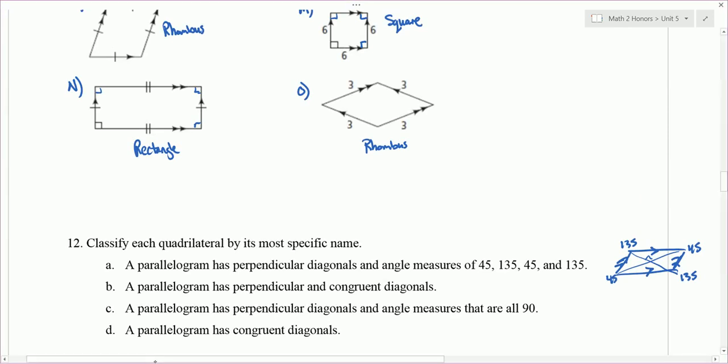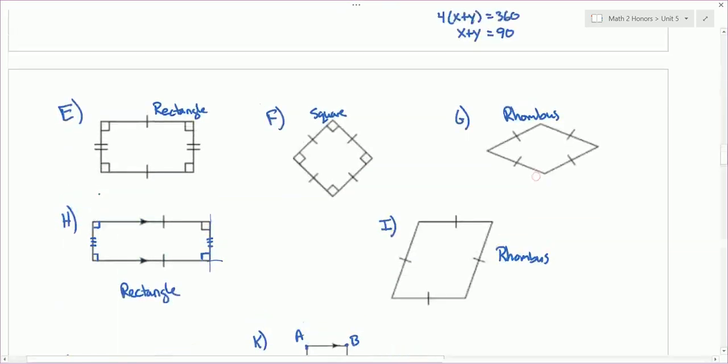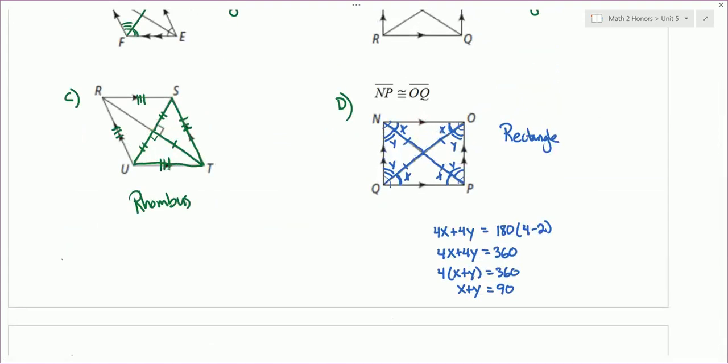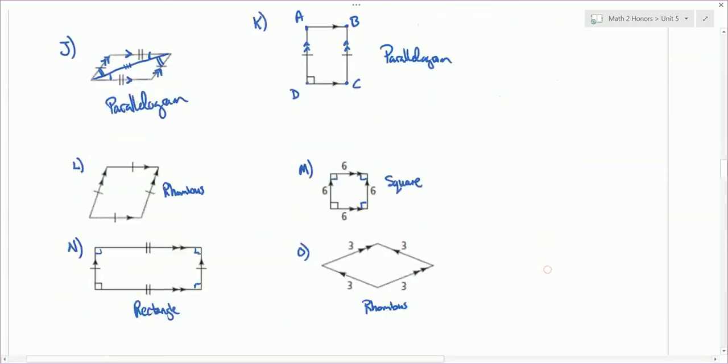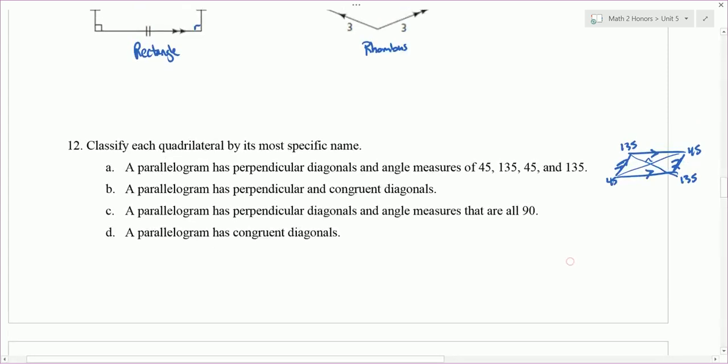So if we go back up to 11 part C, notice we had perpendicular diagonals, and we were able to show it was a rhombus. So our choice here is a rhombus or a square. We know this is not a square because the angles are not all 90 degrees, and so A is a rhombus.